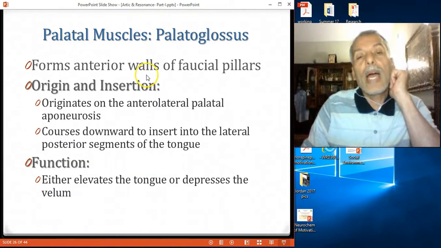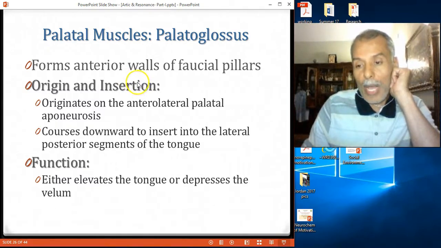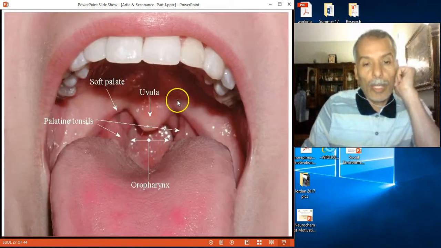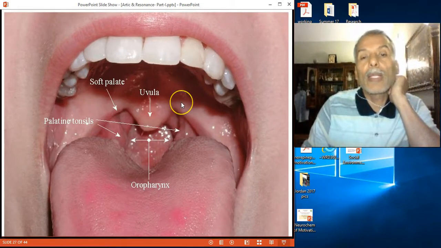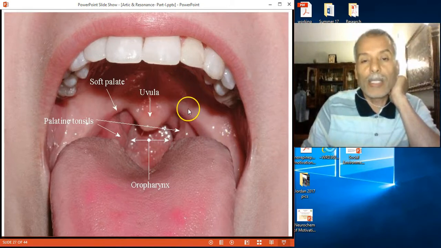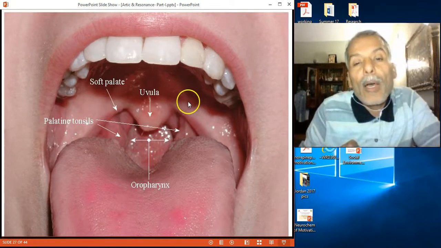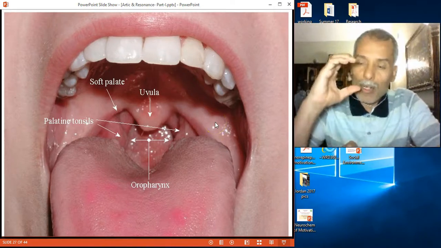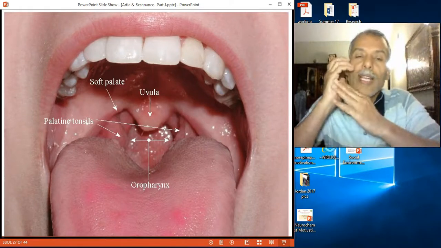So then the palatoglossus and the palatopharyngeus. The palatoglossus, I'm going to show it to you here. These, we call them the fascial pillars, or the palatal arches. You can see them. You can open the mirror and look at your own. If you move the epithelial tissue here, you are going to see the arch, the anterior wall of the arch.